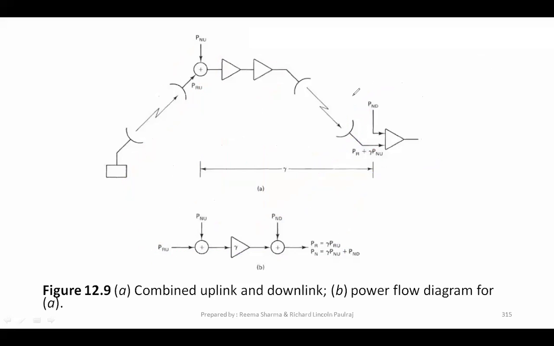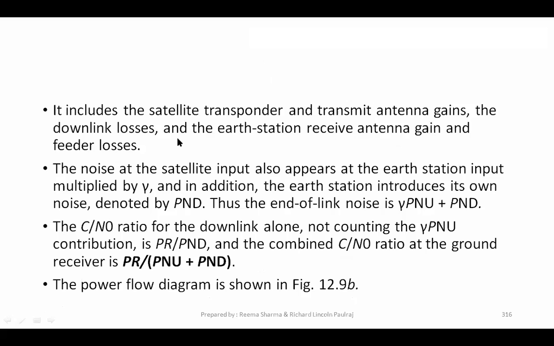If we model this in this fashion, we come to the result that our received power is gamma times PRU, and your noise is a factor of two terms. It includes the satellite transponder and transmit antenna gains, the downlink losses, and the earth station receive antenna gain and feeder losses. These feeder losses are nothing but your transmitter feeder losses.